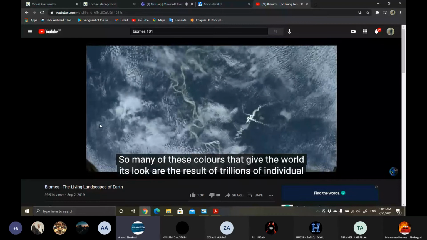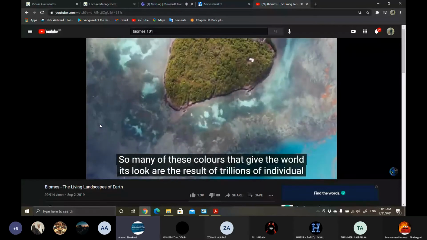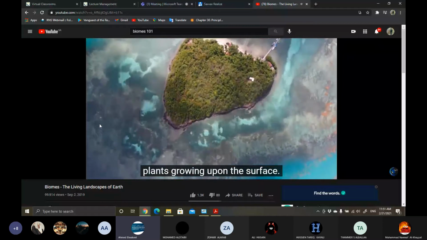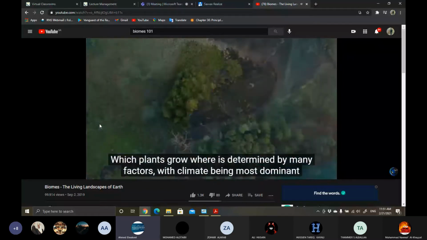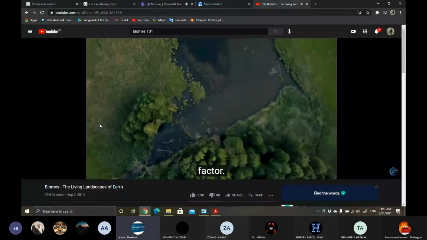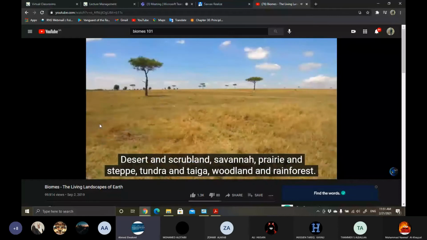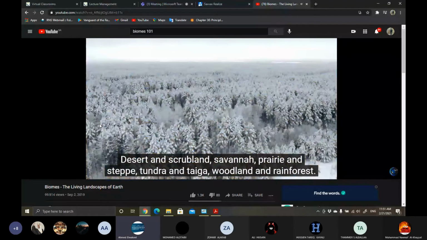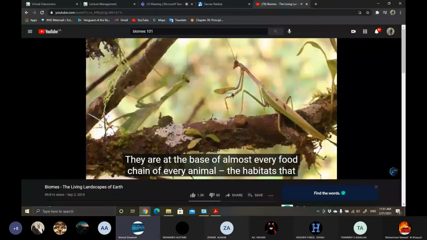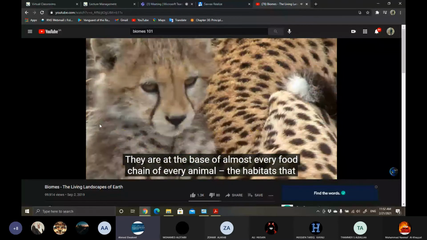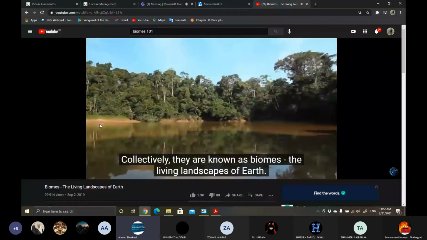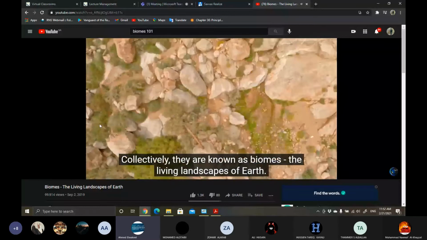So many of these colours that give the world its look are the result of trillions of individual plants growing upon the surface. Which plants grow where is determined by many factors, with climate being the most dominant. Desert and scrubland, savanna, prairie and steppe, tundra and taiga, woodland and rainforest. They are at the base of almost every food chain of every animal, the habitats that sustain all of the life forms and ourselves. Collectively, they are known as the biomes, the living landscapes of Earth.